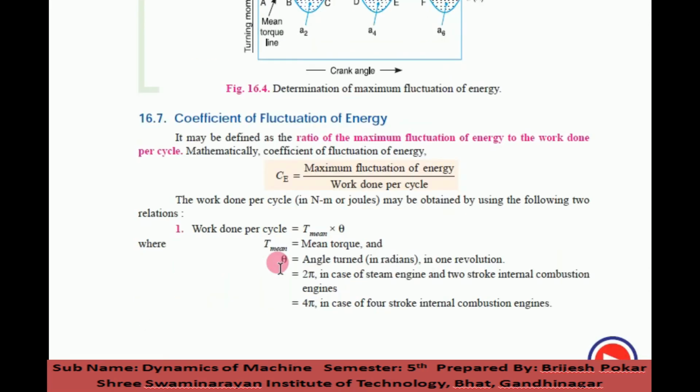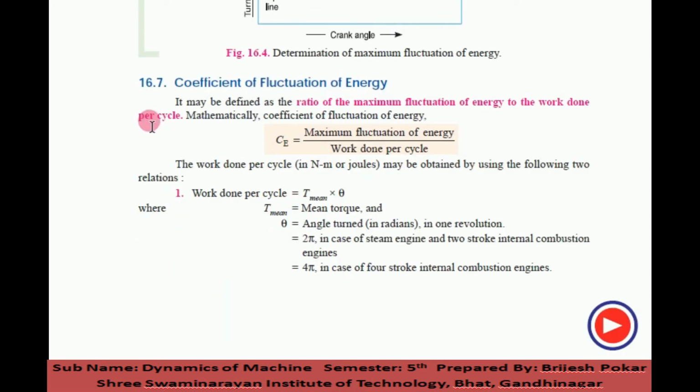Now the second definition: the coefficient of fluctuation of energy. It is defined as the ratio of the maximum fluctuation of energy to the work done per cycle. We have discussed the maximum fluctuation of energy in detail above. And what is the work done per cycle? The work done per cycle is equal to T mean into theta, where theta is the angle turned in one revolution.